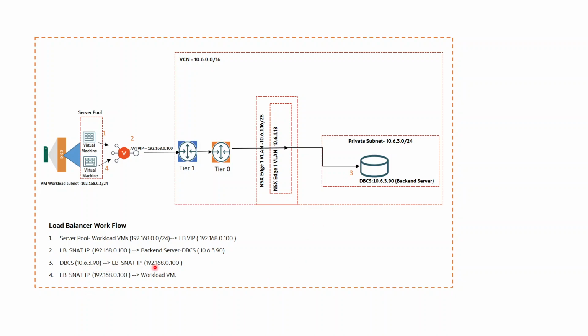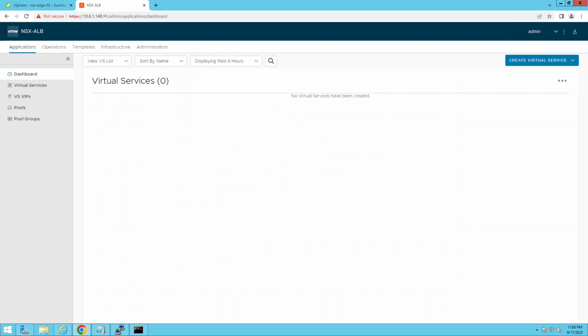DBCS connects back using source NAT, which is 192.168.0.100, which is the VIP IP address, and VIP further talks back to the virtual machine, which is on a workload VM. So that's how the workflow of the communication happens. So I'll try to demonstrate the same use case in my lab.